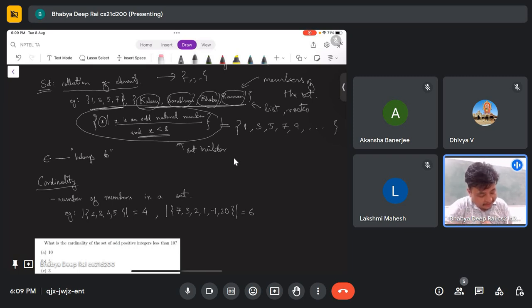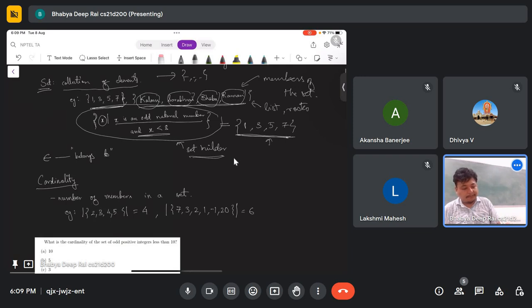But they are saying only those numbers which are less than 8. So which numbers do we choose? 7, but 9 should not be chosen. So an equivalent way of representing the set builder notation is by listing out like this. But as you can see, it is not always easily possible to list all the numbers. So set builder notation is often quite useful, as we'll see later on.